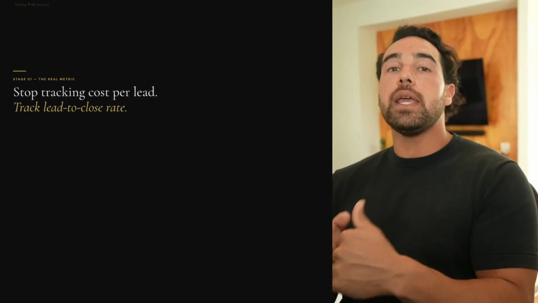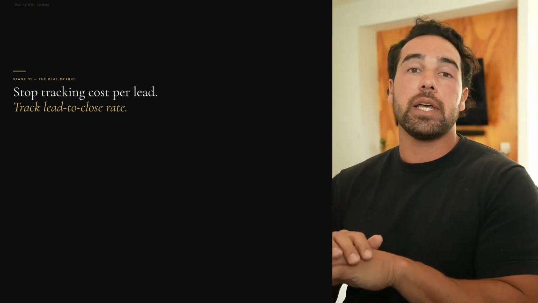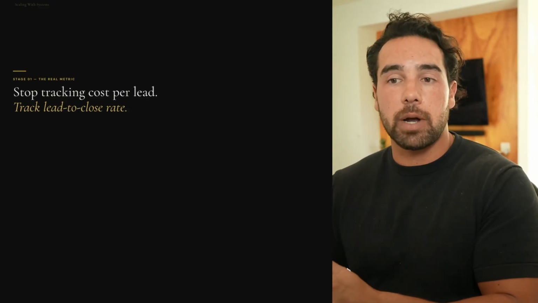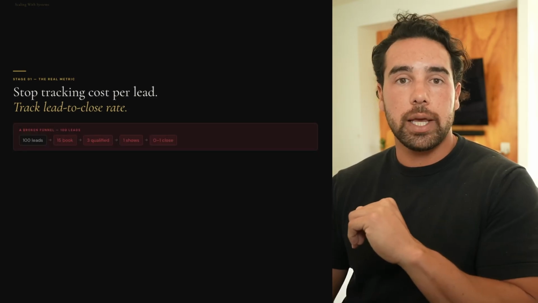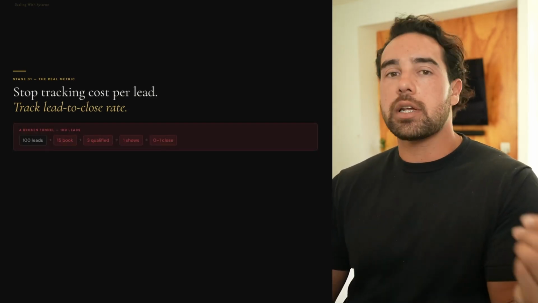Not knowing that their optimization for cost per lead is the very reason why they'll never be able to scale it to the moon. So for me, the most important metric that encapsulates your entire marketing and sales process is going to be your lead to close rate. So let me give you two examples here, right? So this is going to be a broken funnel.